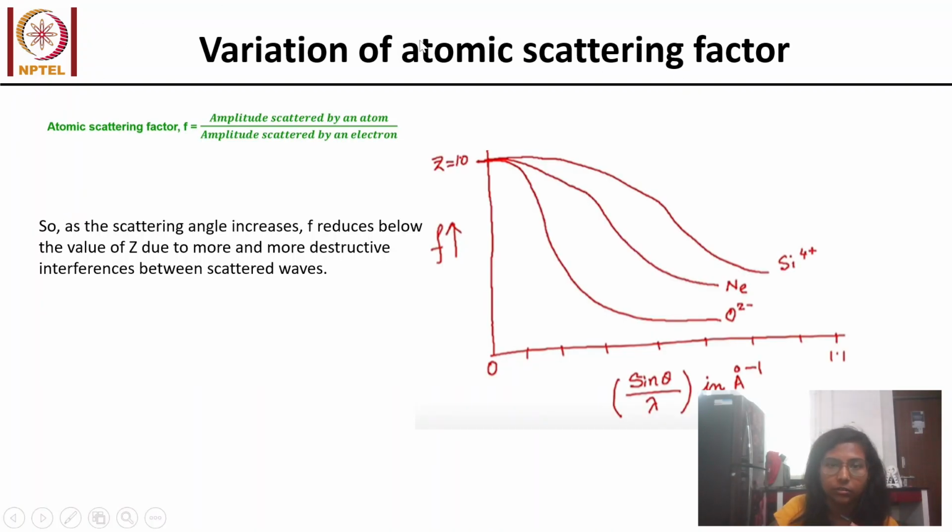So you can see this plot. What is this plot? This is the variation of atomic scattering factor. What is the definition of atomic scattering factor? It is denoted by the letter small f. It is the amplitude scattered by an atom divided by the amplitude scattered by an electron. As the scattering angle increases, f reduces below the value of Z due to more and more destructive interference between the scattered waves.